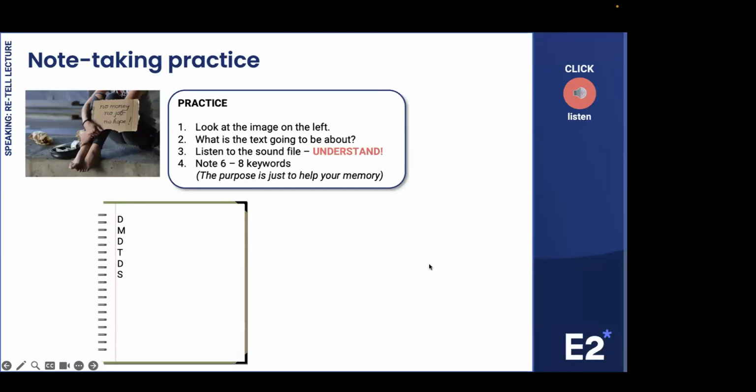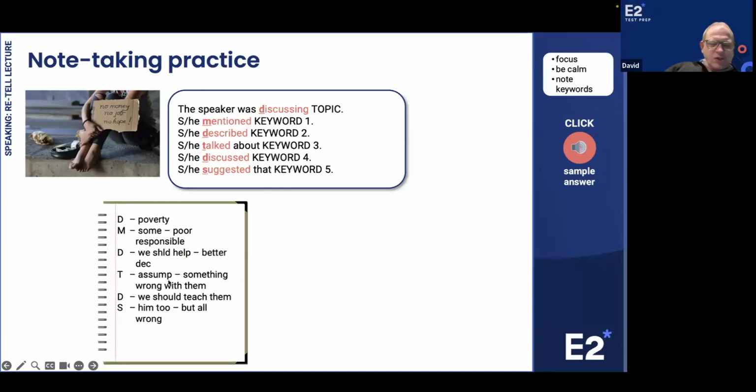Okay, all right. Now, from our notes, what we end up being able to do is to notes that are something like this, yeah? Okay, so we're taking short notes of what was said beside our letters DMD, TDS. So the speaker was discussing poverty. He mentioned that, and then we go through our list, DMD, TDS.